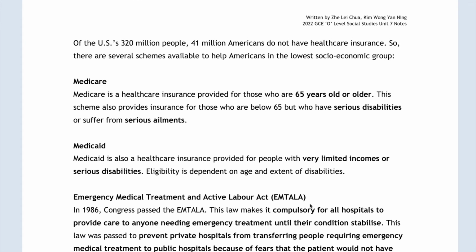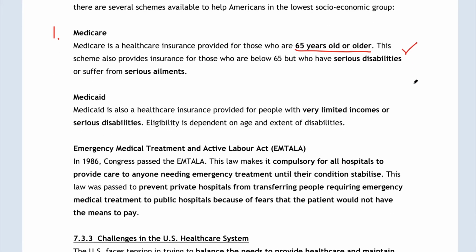Okay, so just some statistics. Out of 320 million people in the US, by the latest statistic, around 41 million Americans do not have healthcare insurance. So there are some policies that have been introduced to help out these people. The first one, Medicare. Medicare is healthcare insurance by the government, provided for older Americans. Those 65 years old and older have healthcare insurance from Medicare. Those that have serious disability or ailments are also protected by Medicare. Second, Medicaid. Medicaid is for people who have limited income or serious disability. Again, this is another level of healthcare insurance for these people.